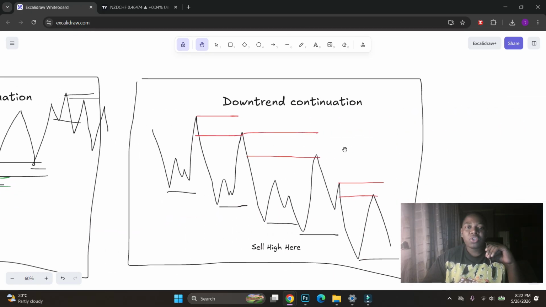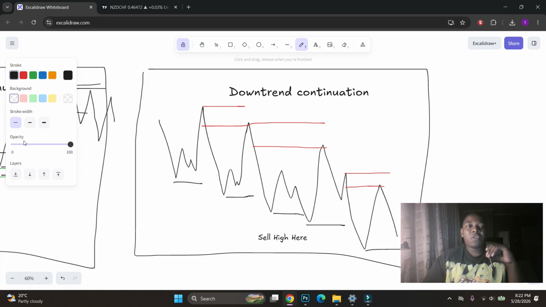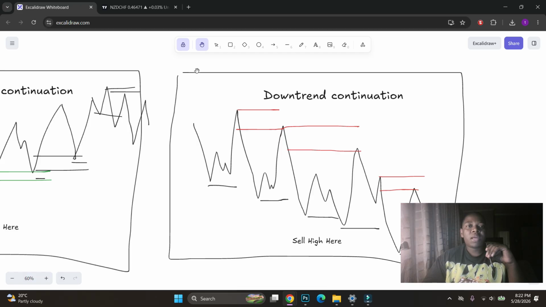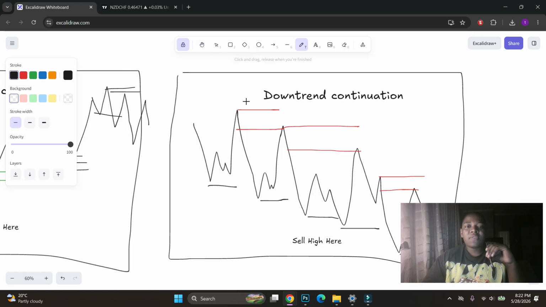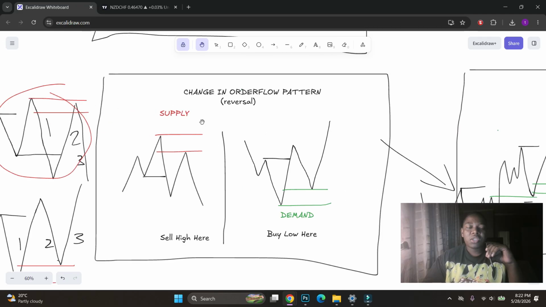This is a downtrend continuation. If we are from a change in order flow from the upside, from the upside going down, when price gives you supplies, you sell. When price breaks a low, going up to a supply, you sell. And how do you sell when price gets there? Going back to this change in order flow pattern.